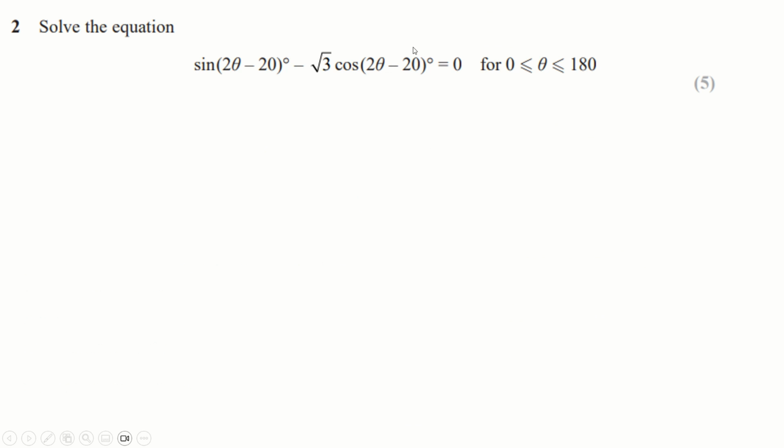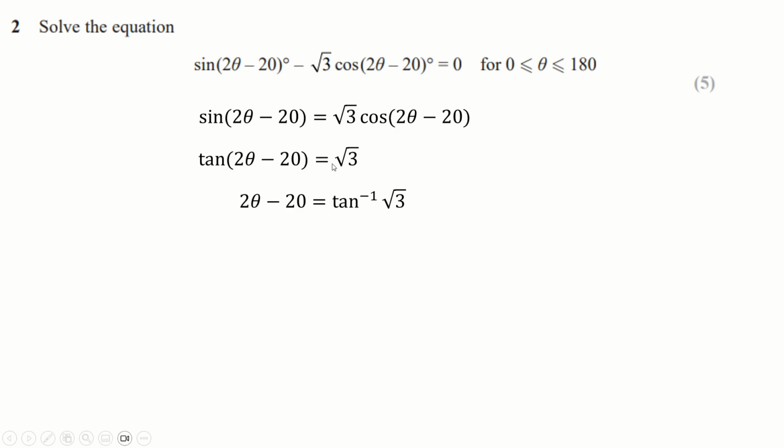What we can do is move this thing over to the other side to get this. And now sine divided by cos is tan, and that works regardless of what angle is in here. So sine of this over cos of this is just tan of this thing here. So divide both sides by cos, you get this. Of course, tan inverse both sides here, and your first calculator solution will be 60. We're working in degrees again here.